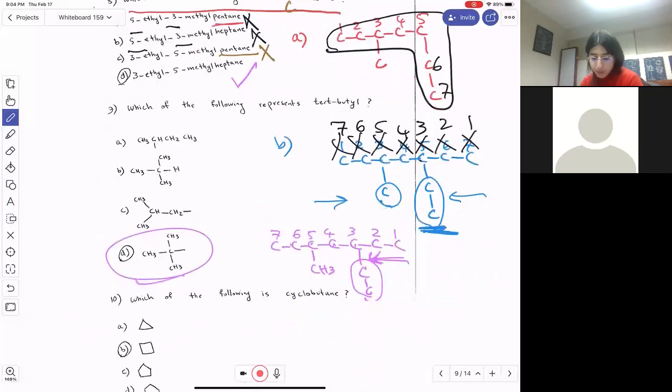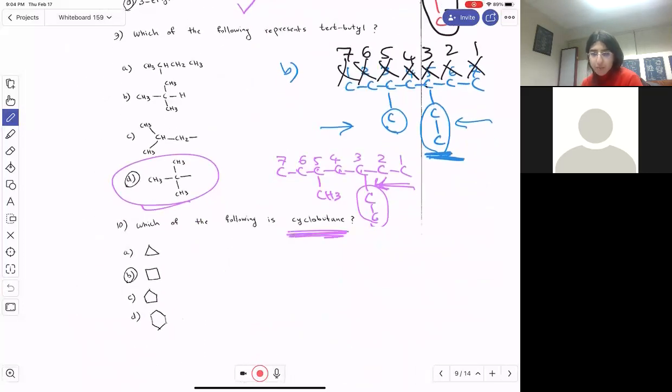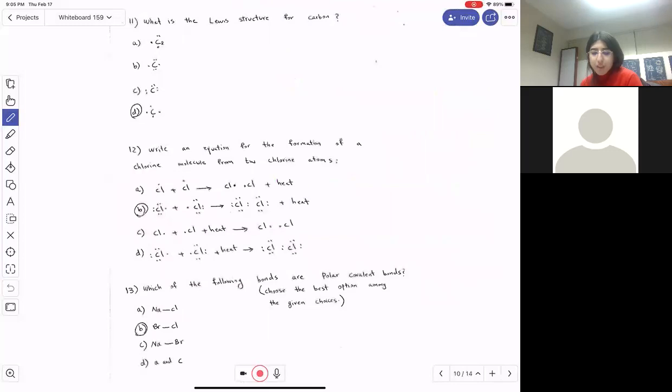And which of the following is cyclobutane? Butane has 4 carbons, so 1, 2, 3, 4. What is the Lewis structure for carbon? It has 4 valence electrons. We write the kernel, 4 valence electrons. So this is this one.